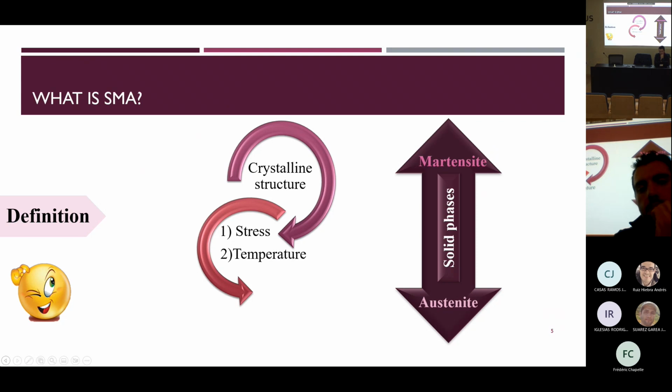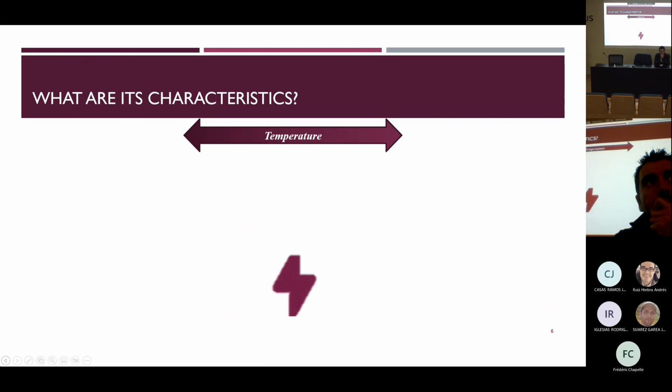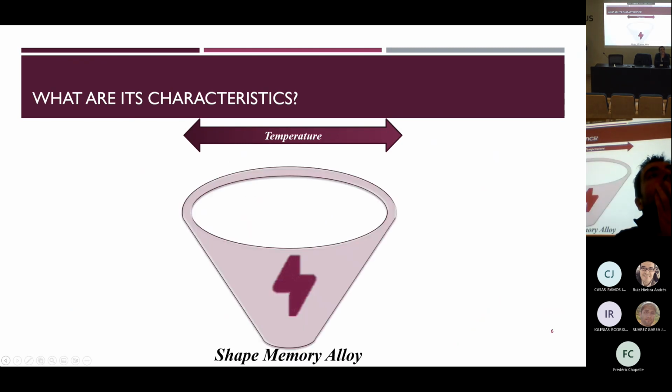So we have two external stimuli that can affect the shape memory alloy to have a response as strain. The two main stimuli are stress and temperature. Each one can define a characteristic of shape memory alloy. So what are the characteristics of shape memory alloy? They are two. Imagine this is the container of shape memory alloy.